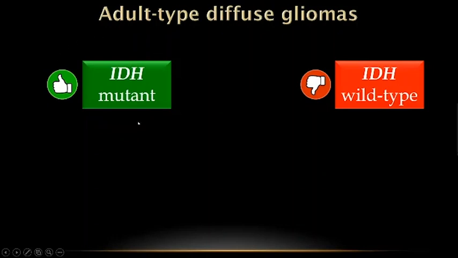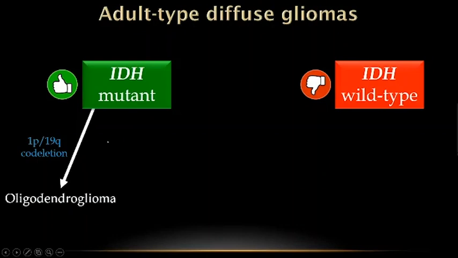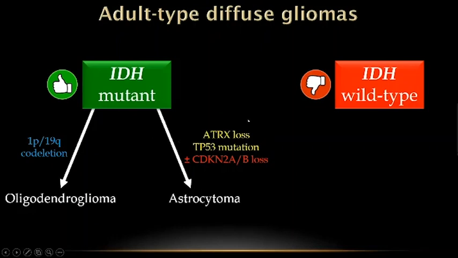If you have the isocitrate dehydrogenase mutation, then that's a good prognosis. If you have the 1p19q co-deletion, it is by definition an oligodendroglioma, which is the best prognosis. If you do not have 1p19q and you have one of these defining mutations, it is known as an astrocytoma, which is kind of an intermediate prognosis.